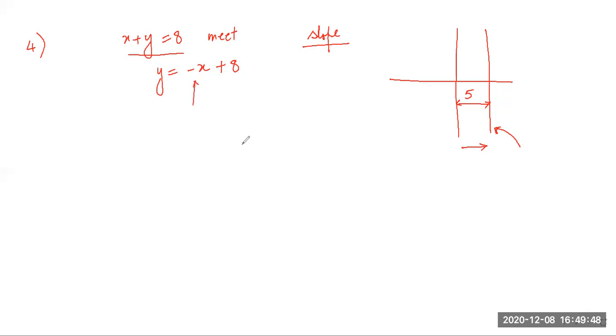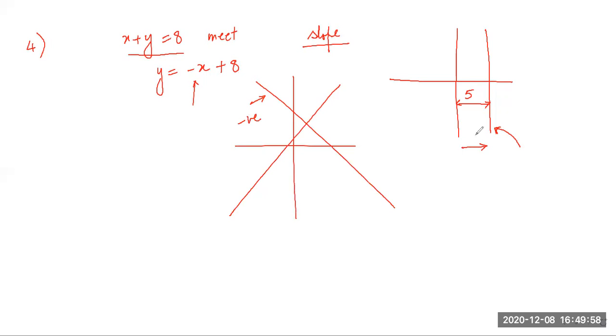So guys, I tell you one thing: if the slope of a line is positive, draw like this. If the slope of a line is negative, draw like this. This line has negative slope. So obviously, this line would be like this. This line, x plus y, you can draw it, you will be surprised, it will be like this.